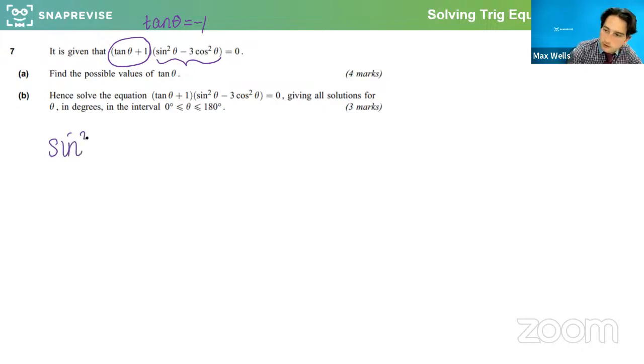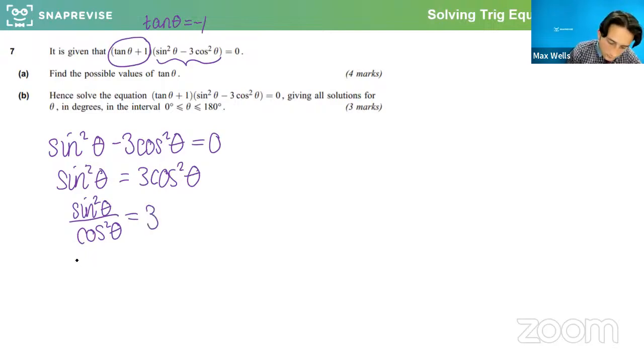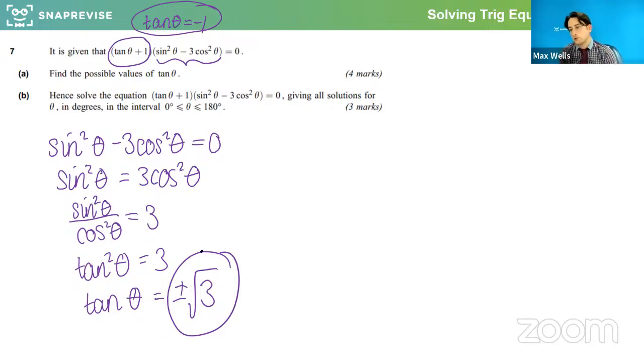But do also consider this bracket. We also need to consider when sine squared theta minus 3 cos squared theta equals 0. So I'm going to just run with this. Now that is allowed. Tan squared theta can equal 3. So tan theta, be very careful with this, is actually plus or minus root 3. So the possible values of tan theta are minus 1, positive root 3 or minus root 3. So that's your answer to part A.